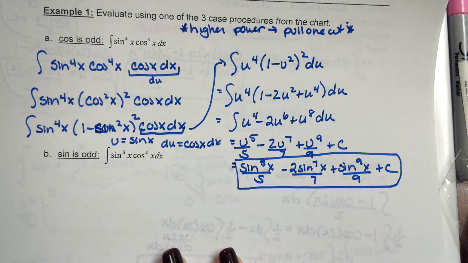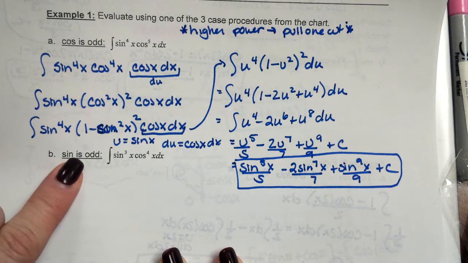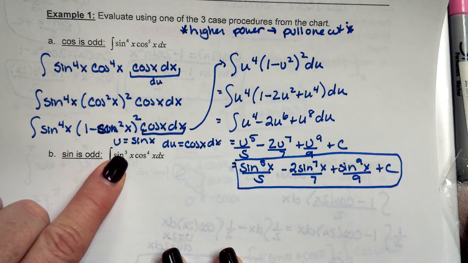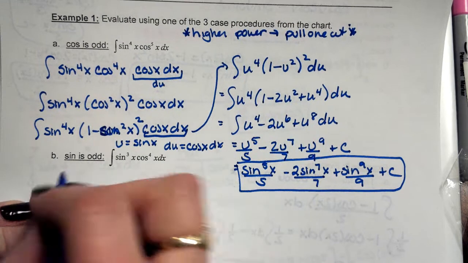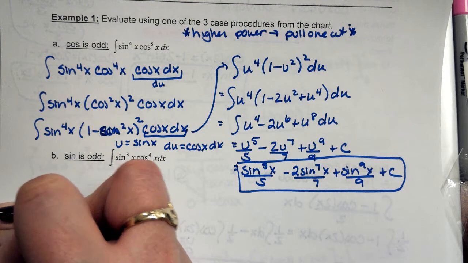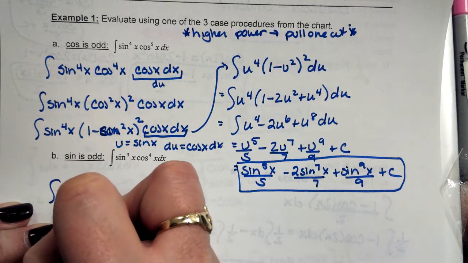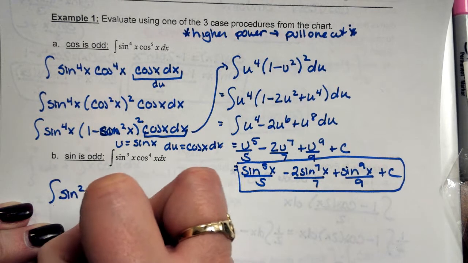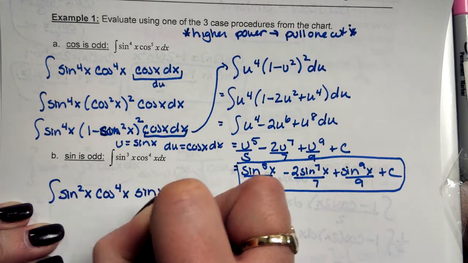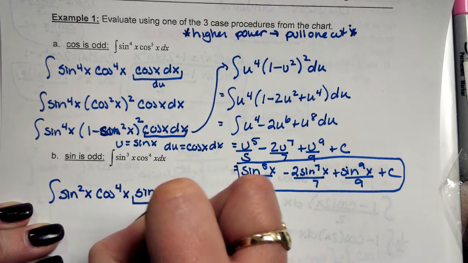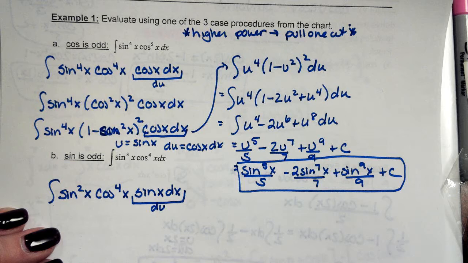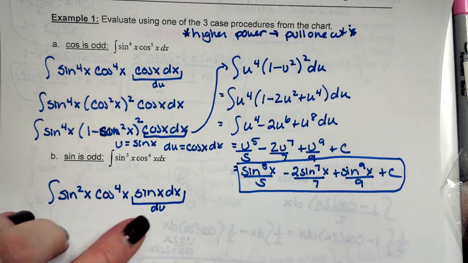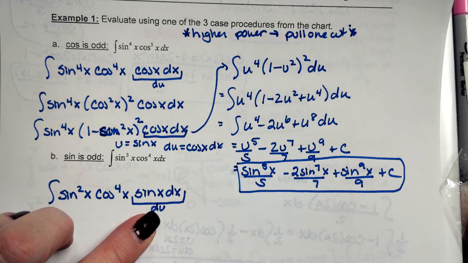So here's an example where sine is odd. Same thing. We're still going to pull your factor of sine out so we have a linear sine factor in the integral. So I'll have sine squared x times cosine to the fourth x times sine x dx. Again, if you're looking ahead on u sub, that's what you want your du to be.